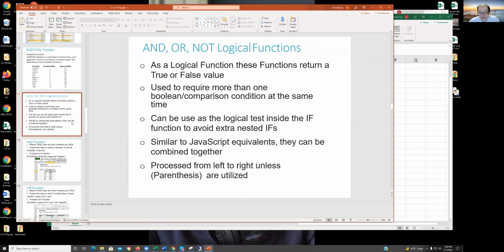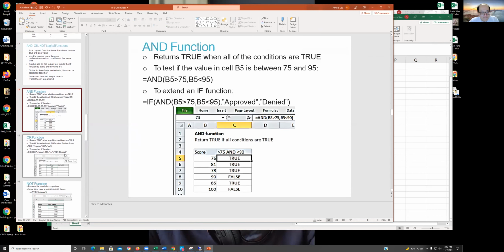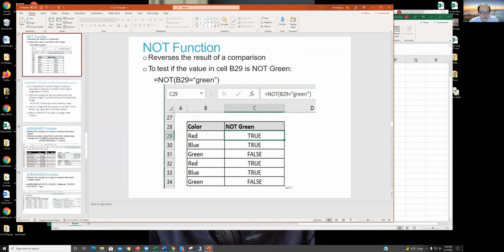And, or, not. I actually spent a particular video talking about and, or, not. So make sure you understand this. This is something that will also be on the final exam. If you don't, make sure you let me know. This just breaks it out between the and function, the or function, and the not function.